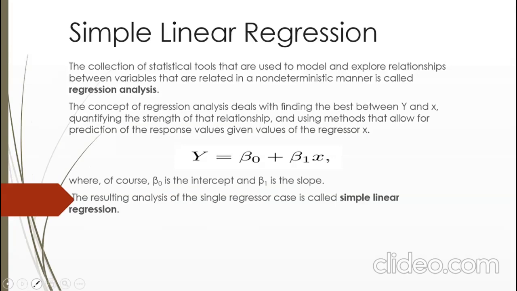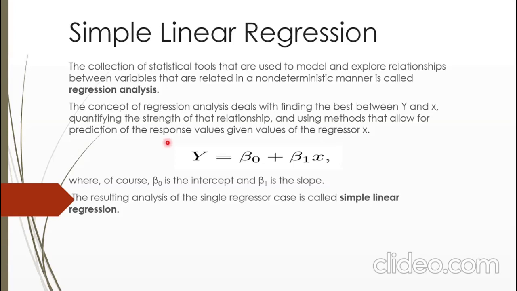Simple linear regression: the collection of statistical tools that are used to model and explore relationships between variables that are related in a non-deterministic manner is called regression analysis. The concept of regression analysis deals with finding the best fit between y and x, quantifying the strength of the relationship, and using methods that allow for prediction of the response values given values of the regressor x.